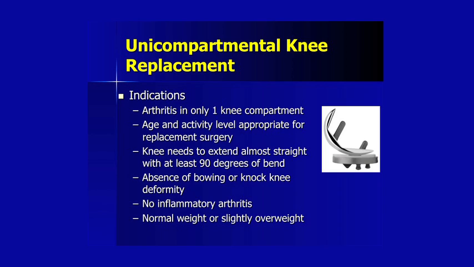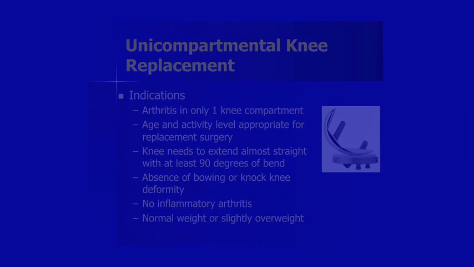Unicompartmental knee replacement is when you have arthritis in only one knee compartment. It's for somebody who has an age and activity level that's appropriate for any type of knee replacement. The knee needs to be nearly straight, so they can't have a severe bent deformity of the knee because you won't be able to correct that by doing just one compartment. And they have to have at least 90 degrees of bend because you're not going to be able to tremendously improve their range of motion with this type of procedure with just the one compartment.